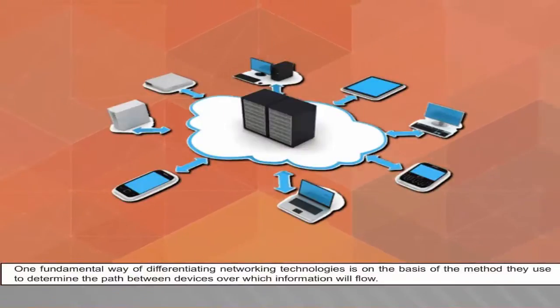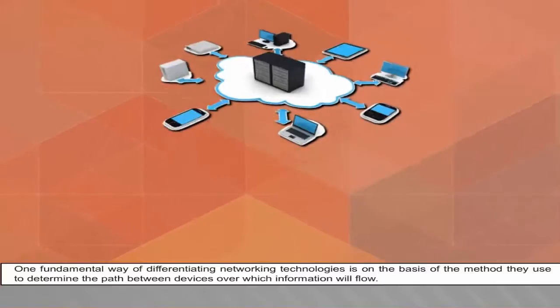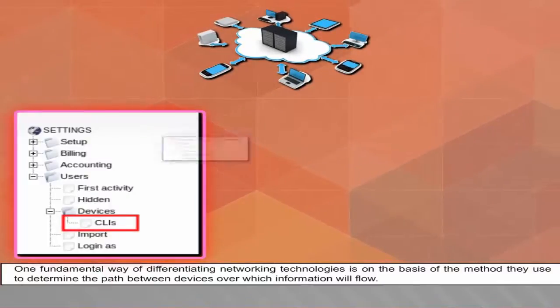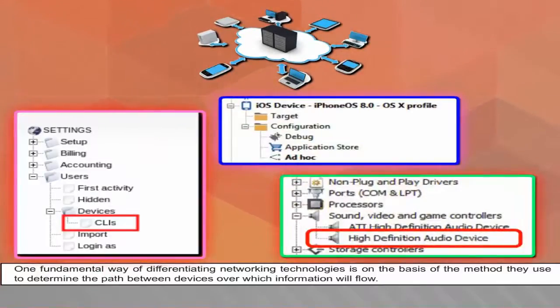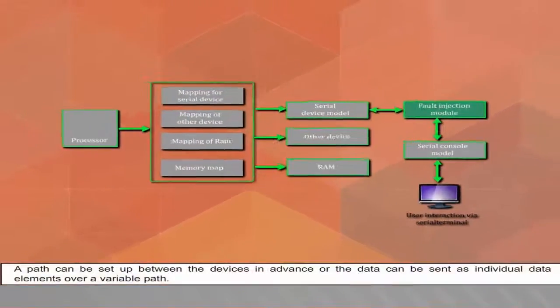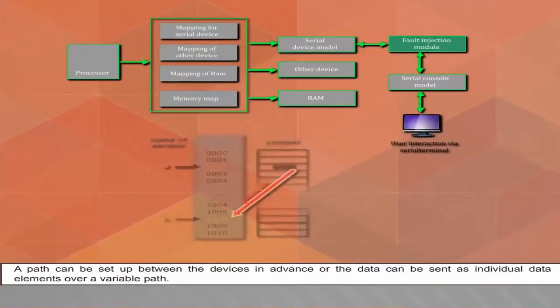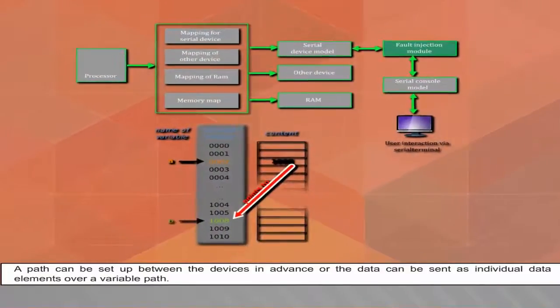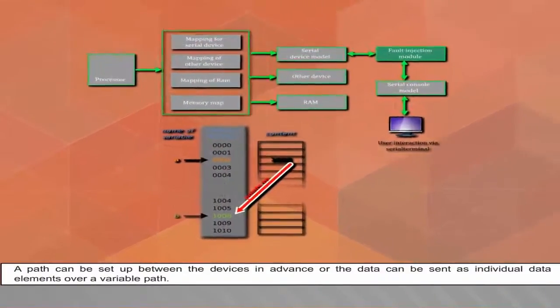One fundamental way of differentiating networking technologies is on the basis of the method they use to determine the path between devices over which information will flow. In highly simplified terms, there are two approaches. A path can be set up between the devices in advance, or the data can be sent as individual data elements over a variable path.